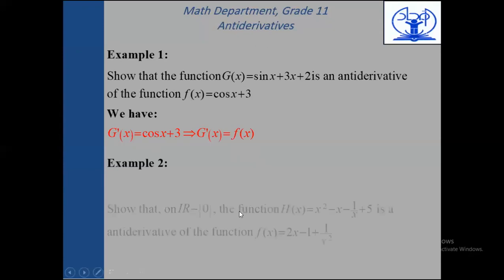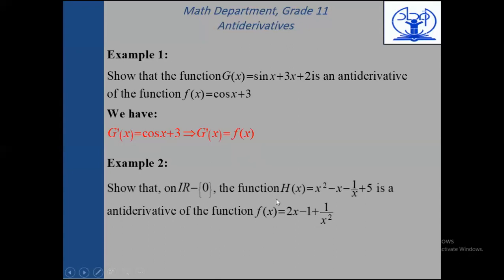Again, show that the function h of x equals x squared minus x minus 1 over x plus 5, is an antiderivative of the function small f of x equals 2x minus 1 plus 1 over x squared. To do this, it's enough to derive h of x.